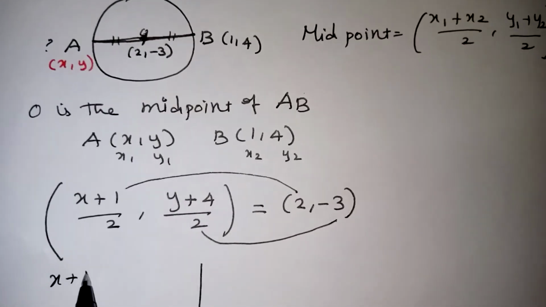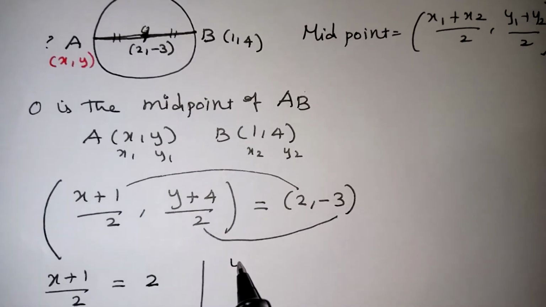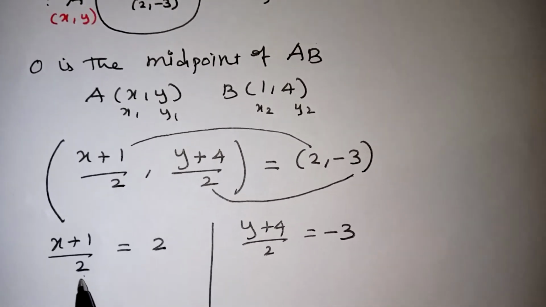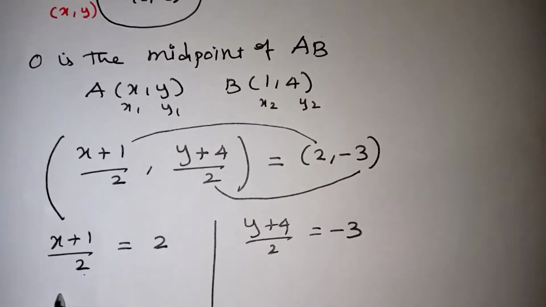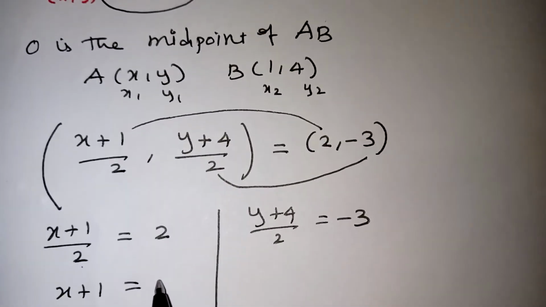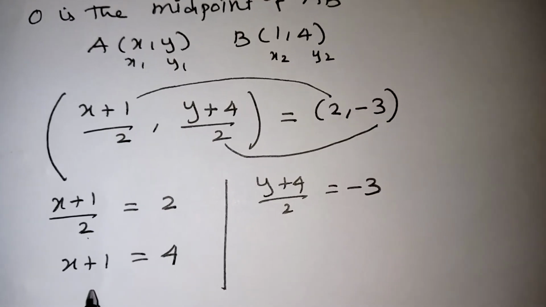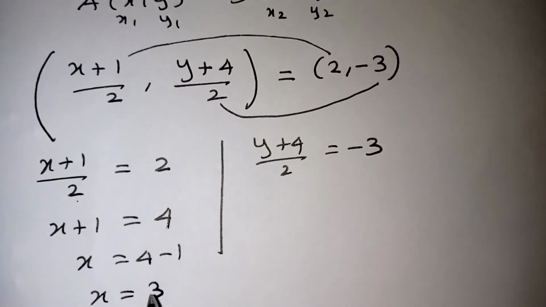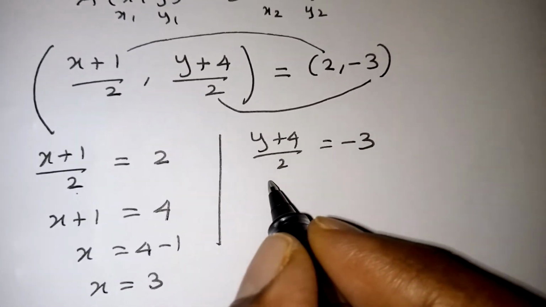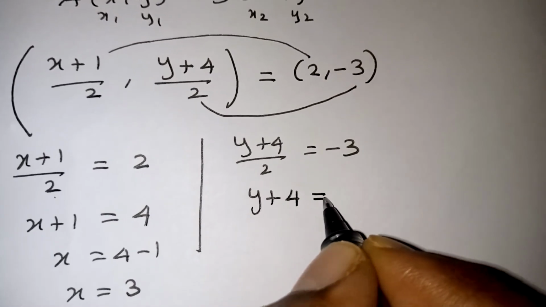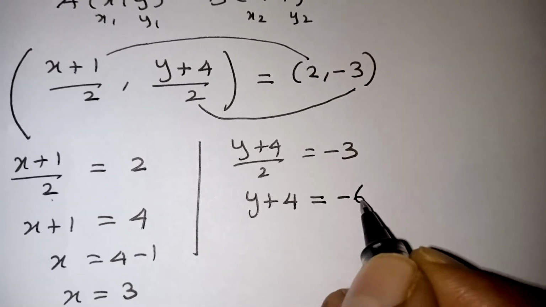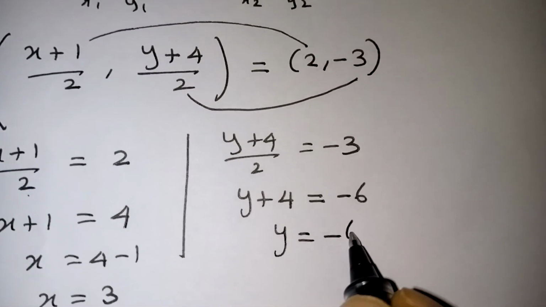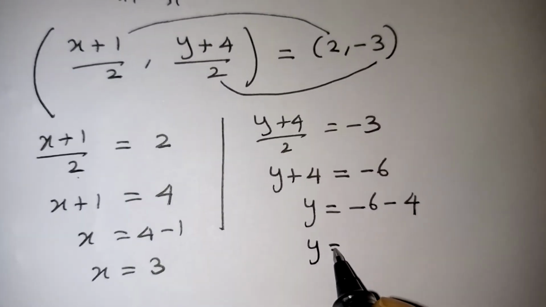This is x plus 1 by 2 is equal to 2. Y plus 4 by 2 equal to minus 3. Now the 2, if you take it to the other side, division 2 when you take it to the other side, it will become multiplication. So x plus 1 is equal to 2 into 2 will give you 4. Plus 1 you take it to the other side, it will become minus 1. So x is equal to 4 minus 1. So x is equal to 3 we are getting. Same way for y, 2 you just take it to that side, that will become multiplication. Y plus 4 is equal to 3 2s are 6. So minus is there, you have to take a minus 6. Plus 4 you take it to that side, it will become a minus 4. Y is equal to minus 6 minus 4 you will be getting. So y is equal to minus 10.